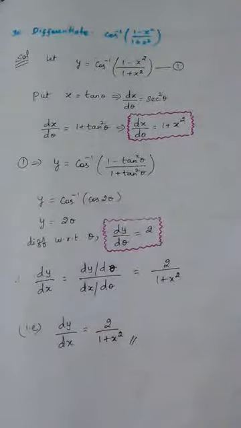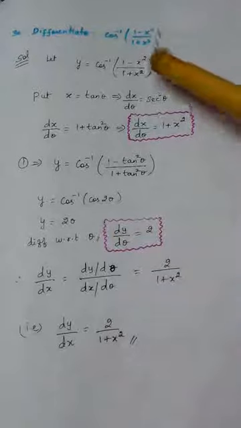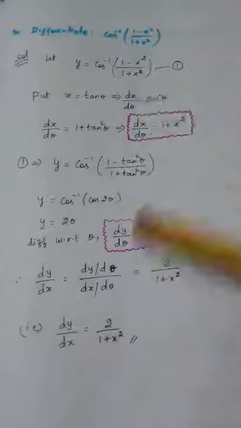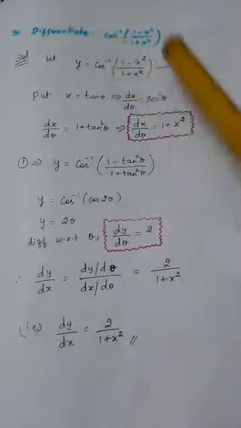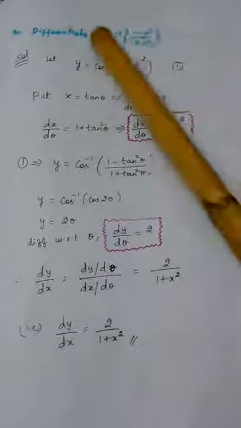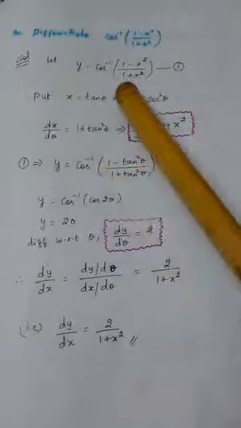Dx by dt, dy by dt we will find out. Then we will write dy by dx is equal to dy by dt by dx by dt. Dividing, we will get the answer. But from this problem, the method slightly differs. These types of differentiation are called substitution method. Now we will see how to do this sum. First we are giving a name for this function. So I am taking this as y. Y is equal to this given question.